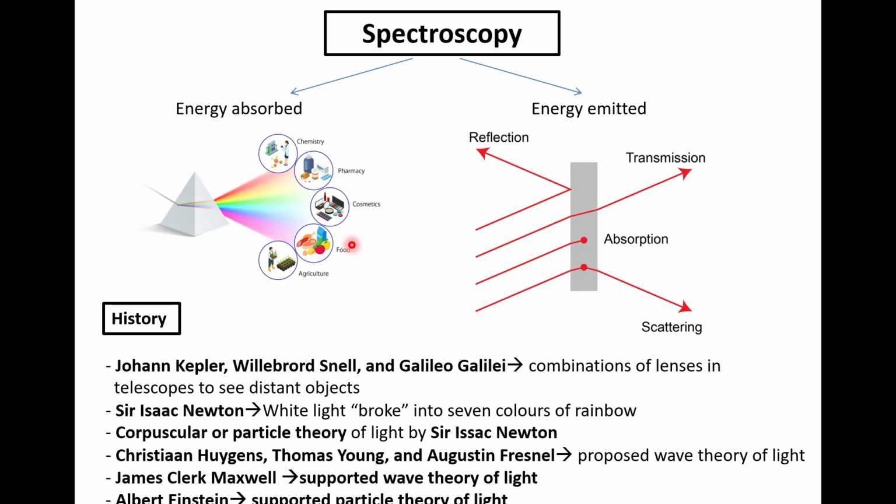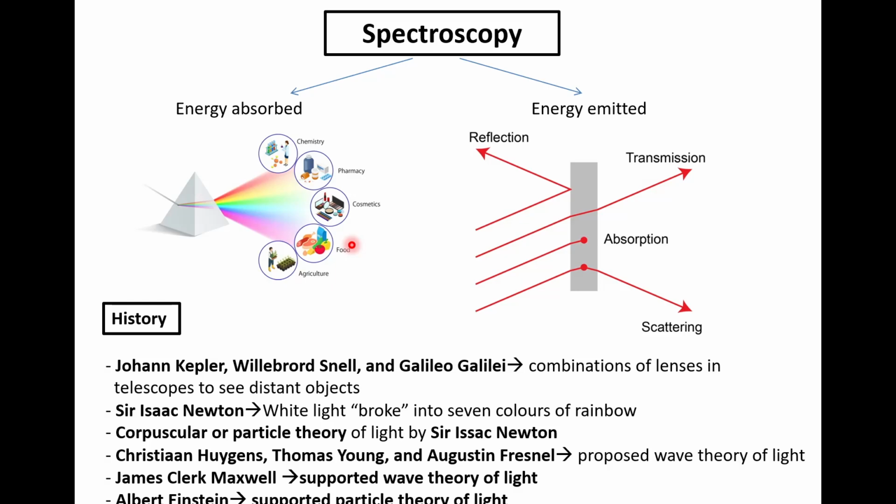Then there was a debate when Christiaan Huygens, Thomas Young, and Augustin Fresnel proposed that no, light is not only made up of matter or particles; it has a wave-like property. So this was the starting of the wave theory of light. Later on, there were two important scientists who gave an understanding of what light is as a whole. These two scientists have revolutionized this field of spectroscopy.